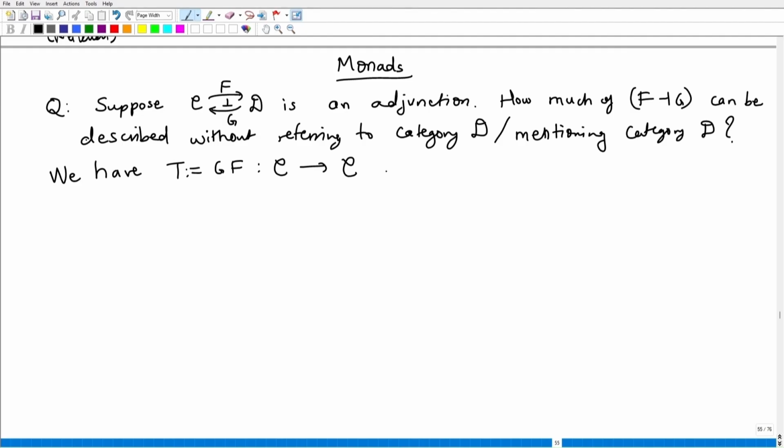And what else do we have? Well, we also have the unit of the adjunction. Unit has to do with just category C. Co-unit has to do with category D. Okay. So we have unit. So unit goes from which functor to which functor? Tell me. Nope. It's identity to GF.